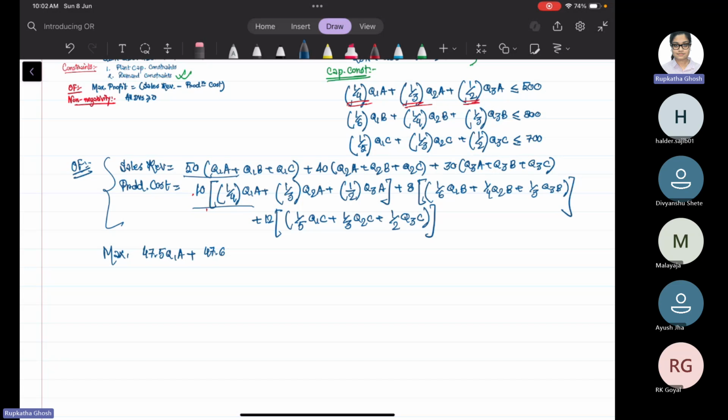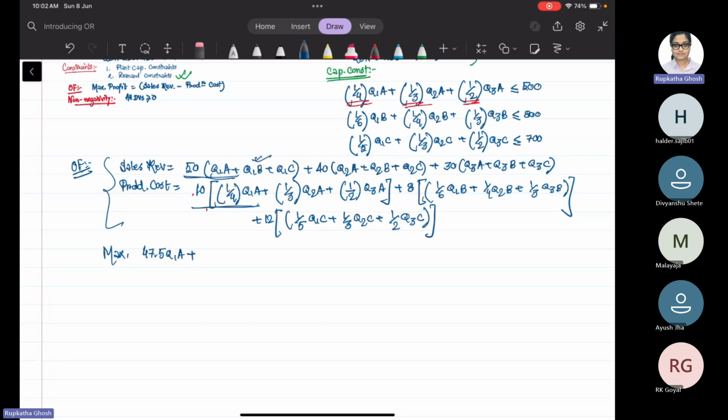You can do the calculations. So let's say Q1B. No, I'm sorry, I was wrong here. Excuse me, ma'am, can you again explain how that 47.5 came up? Yeah, so 50 Q1A minus 2.5 Q1A is 47.5. You're basically maximizing profit, right? So you'll have to subtract your production cost from sales revenue. Okay, got it.